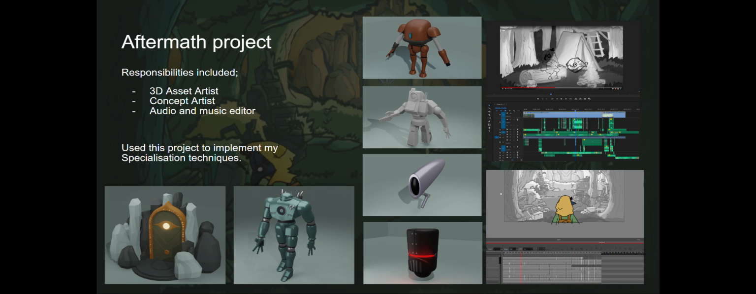The Aftermath project. In the Aftermath project, I was able to practice and implement my specialization work with its shortcuts and processes that helped to reduce countless errors from my work. I was responsible for 3D asset design and creation, but I also experimented with creating a color path for multiple scenes within Toon Boom, expanding my knowledge on the vector-based system that it uses for line art and coloring alike.